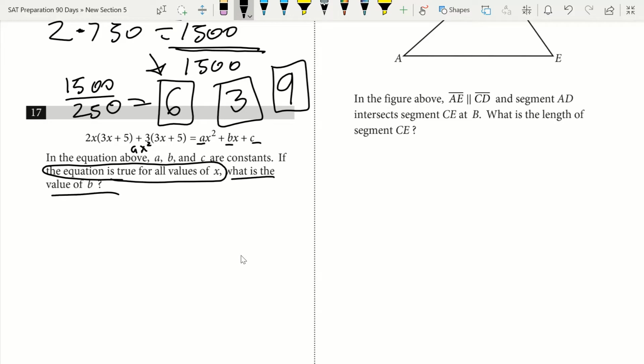All right, so I'm asked for the value of b in this case. So I want to solve for what comes in front of my x on this left side over here. Well, I'm going to have 2x times this positive 5. That's going to give me 10x. And then I'm going to have a 3 here times a 3x.